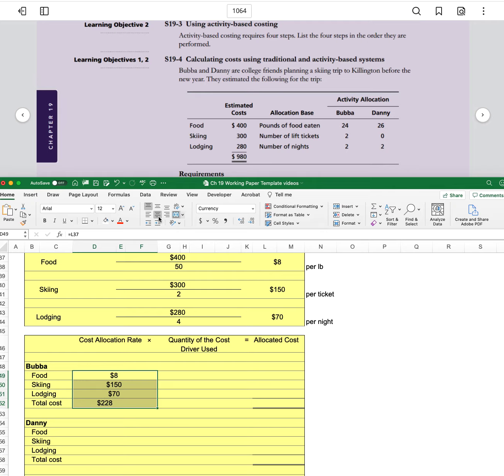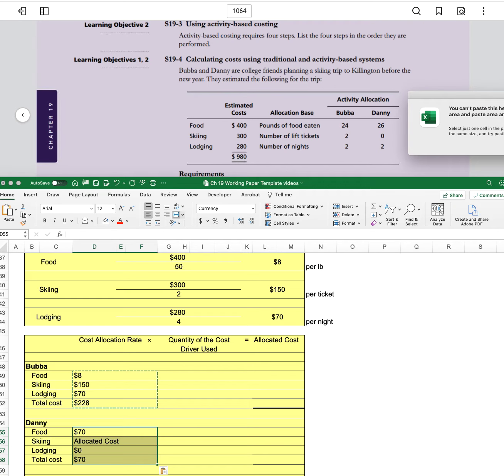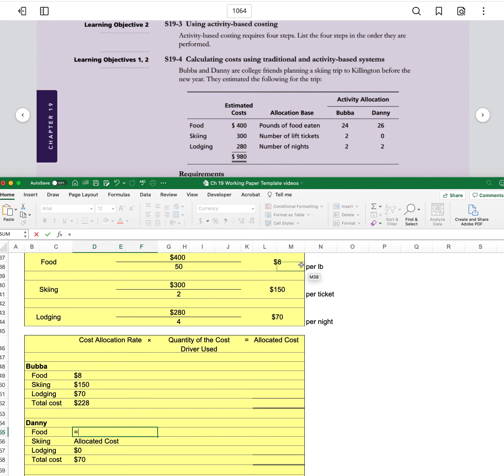Those are just weirding me out that they're not aligned. Okay, I'm going to copy those down, because for the allocation rate, I should have just copied the values. 8, 150, 70. Okay, so the allocation rate stays the same between Bubba and Danny. What's going to be different is the quantity of the cost driver used.